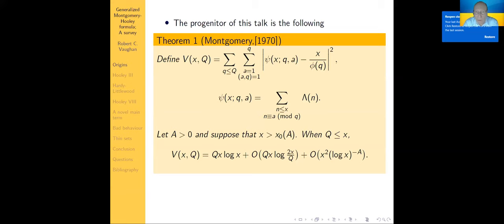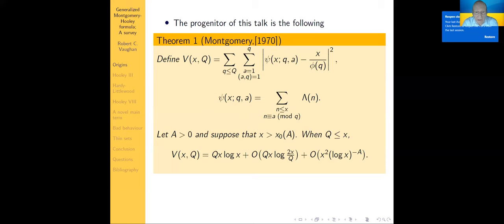This is due to Hugh Montgomery in 1970, and this concerns prime number theory, basically, the distribution of primes in arithmetic progressions. The psi function here is the standard function of prime number theory. I'm going to use that function rather than the alternatives of theta or pi, which are sometimes used, simply because in some ways it's closer to the analysis with the von Mangoldt function here, which, as I think everybody will know, is basically, if you have a prime power, the logarithm of the prime, and otherwise it's zero. So basically it's a weighted version of counting primes.